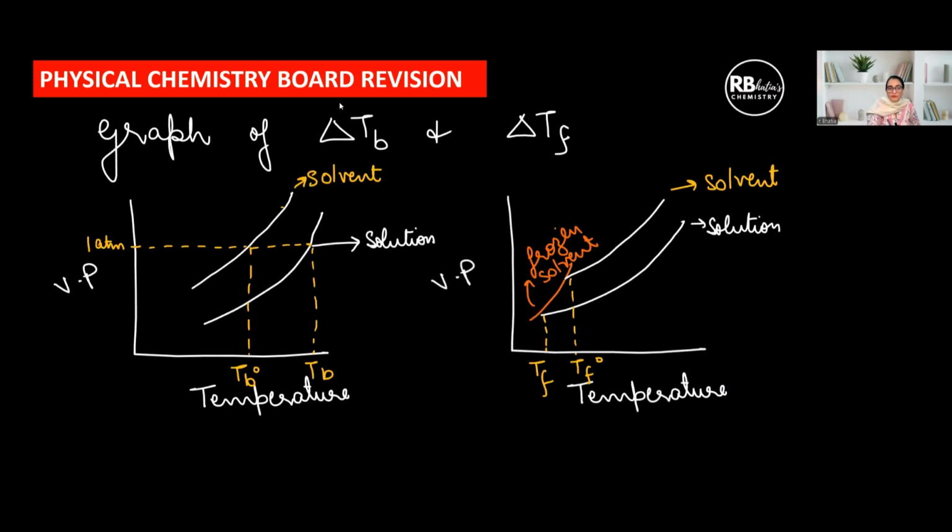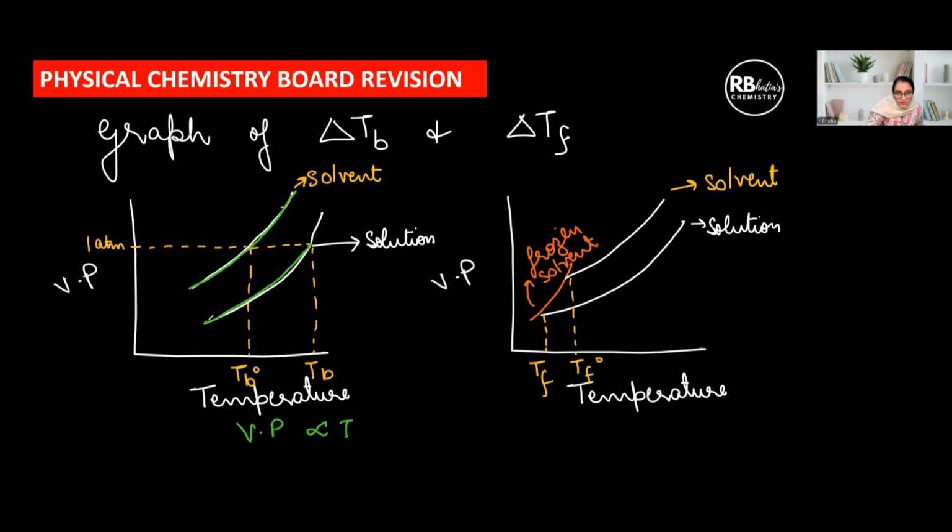Now, this is a very, very common mistake children make in spite of repeatedly telling. If they ask you graphically, this is also a previous year question, to graphically express elevation in boiling point and depression in freezing point, please draw this graph with clarity. This axis is vapor pressure, and this is temperature. This is showing the solvent vapor pressure curve. This is showing the solution. With temperature, vapor pressure increases, right? So this graph is going upwards.